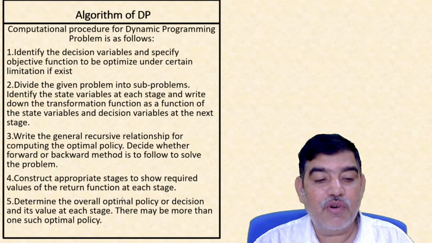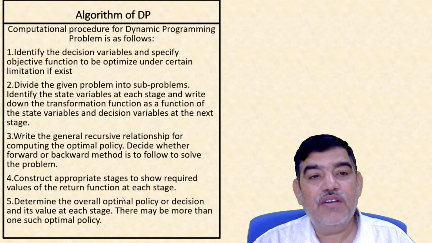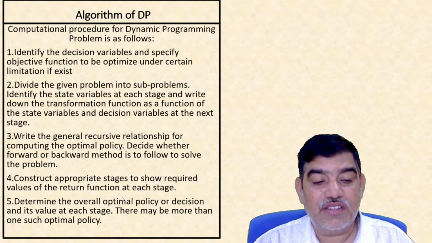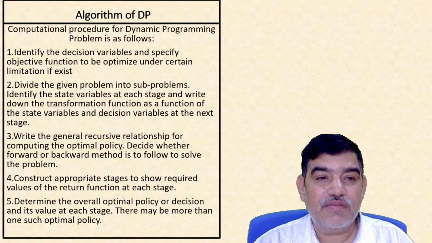There may be more than one such optimal policy. Now this is the meaning of how to determine the overall optimal policy or decision and its value at each stage to get the optimal solution. So these are the steps in a dynamic programming problem.